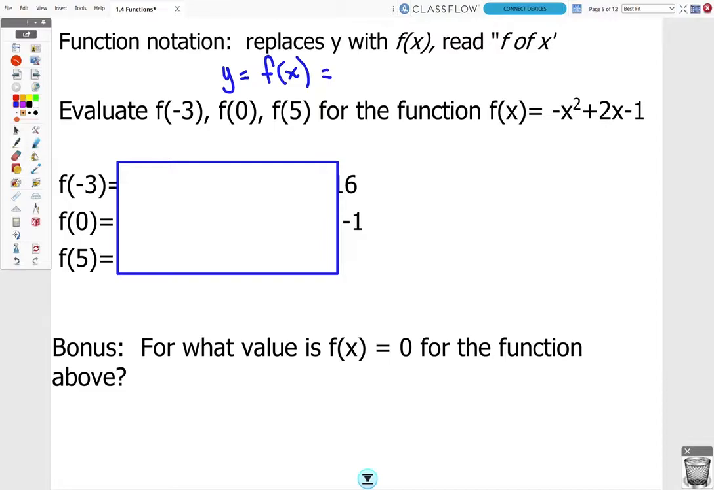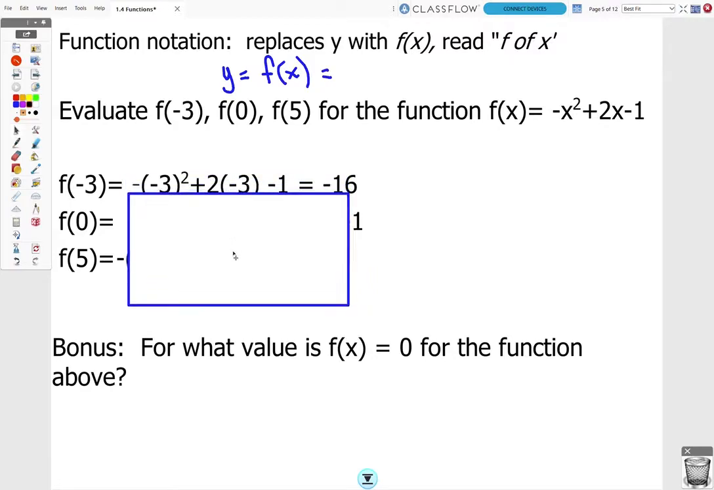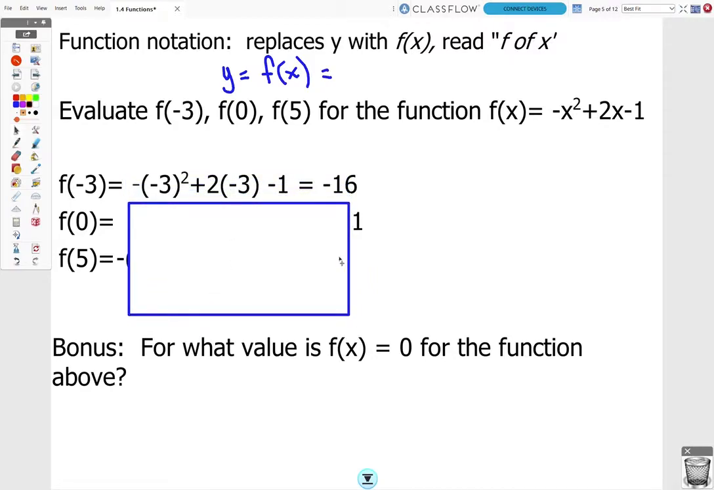So we're asked to evaluate f of -3, f of 0, and f of 5, meaning that x has now become -3, 0, and 5 in three different situations of the function -x squared plus 2x minus 1. So at this point, if you would like to try these out on your own, go ahead and pause the video. If not, let's take a look. On this first one, we plug in -3, and this is what we come up with for the answer.